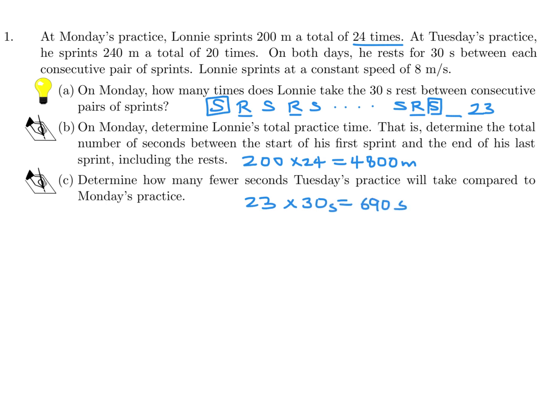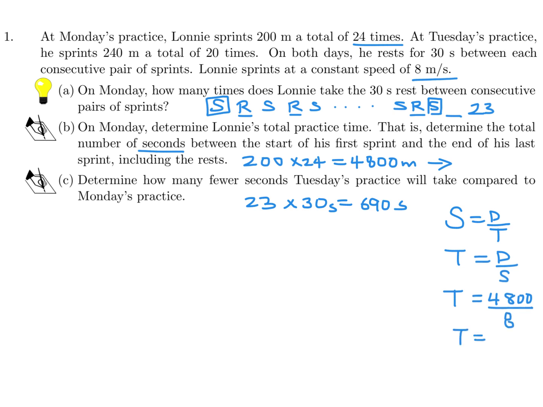Now, what we want is the total number of seconds, so I've got to figure out the time for that. Well, speed is equal to distance over time, or any variation of that formula. So time is equal to distance over speed. The distance I just got was 4,800. The speed is 8 meters per second. And 4,800 divided by 8, I believe, is 600. So that's seconds. So the total time is the 690 plus the 600. So that's 1,290 seconds.